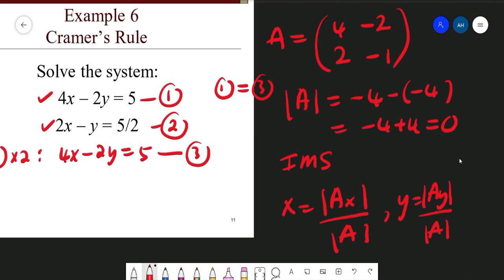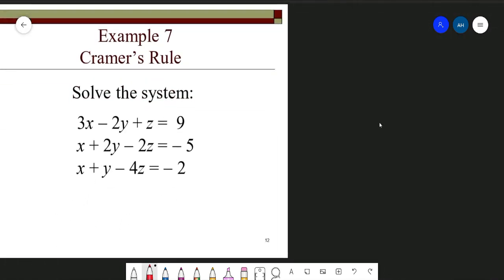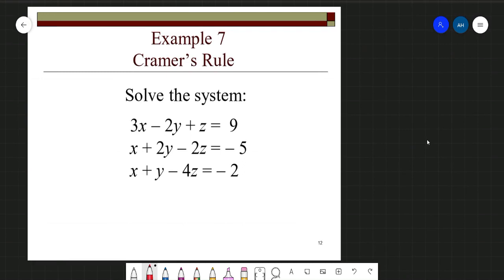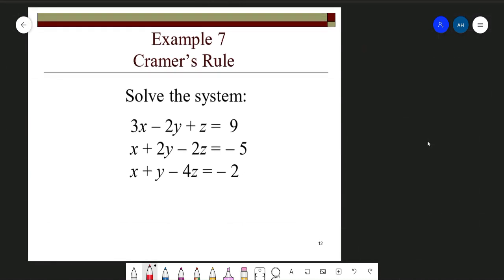So Cramer's rule is good when the solution is unique, only one solution. Lastly, let's look at example number 7, where we have a system of linear equations with 3 unknowns, and how to use Cramer's rule to solve it.